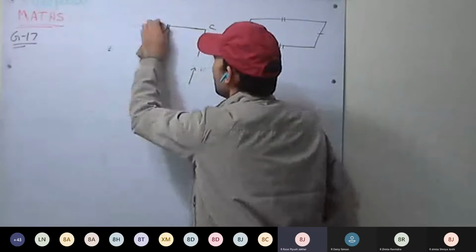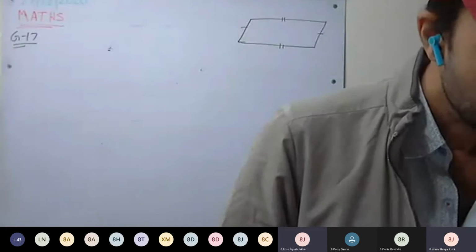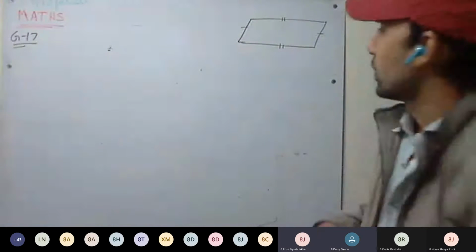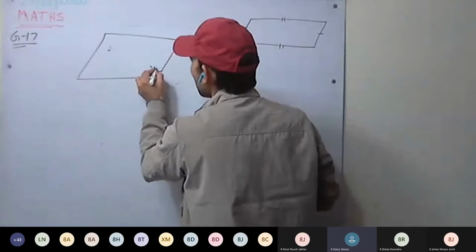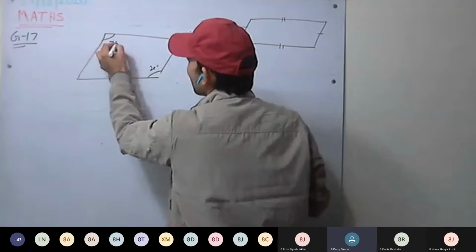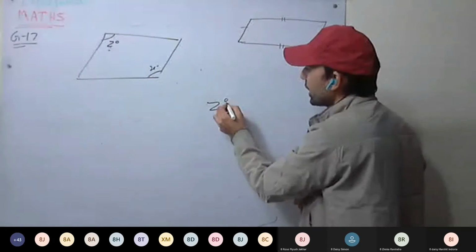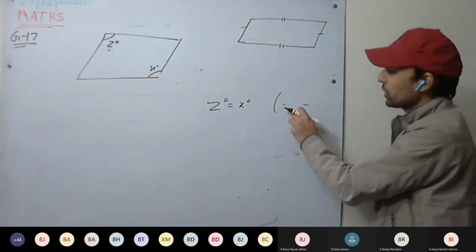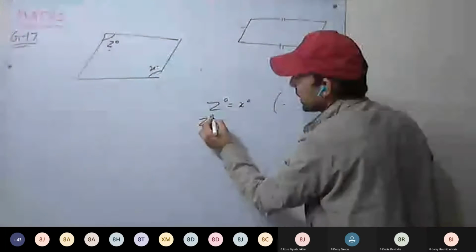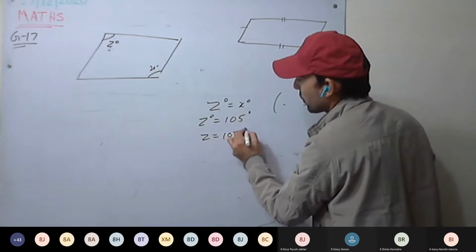Sir, there was Z also. Yes, you rubbed the figure. Here we have 105 degree, X. They are opposite angles. So Z degree equal to X degree because they are opposite angles in a rhombus. Opposite angles in a rhombus are equal. So Z degree will be 105 degrees. Z will be 105.